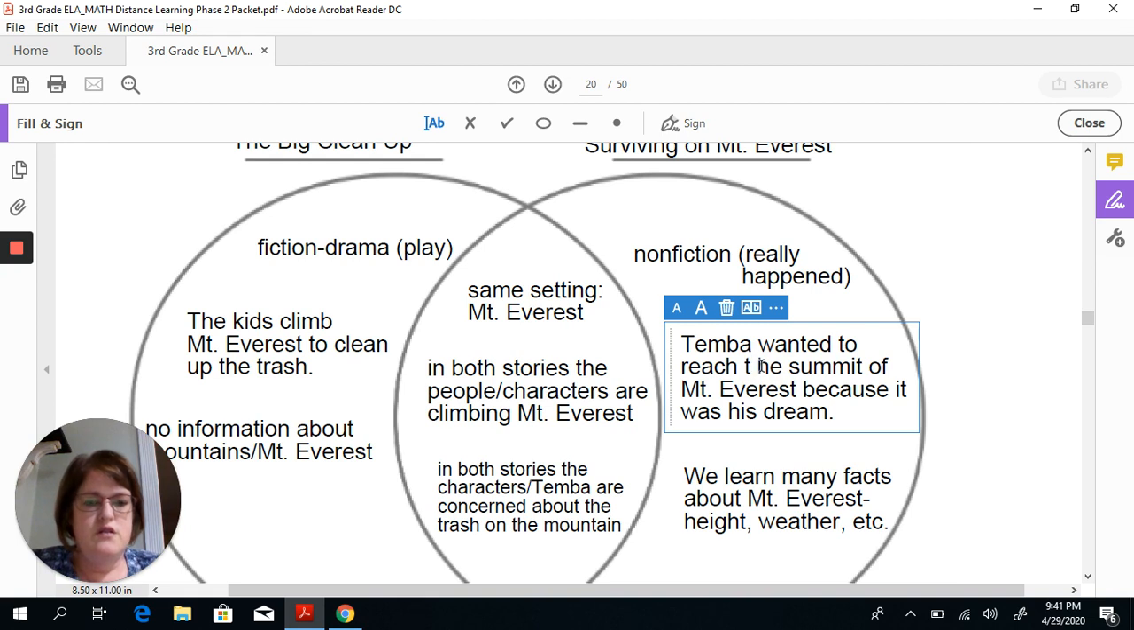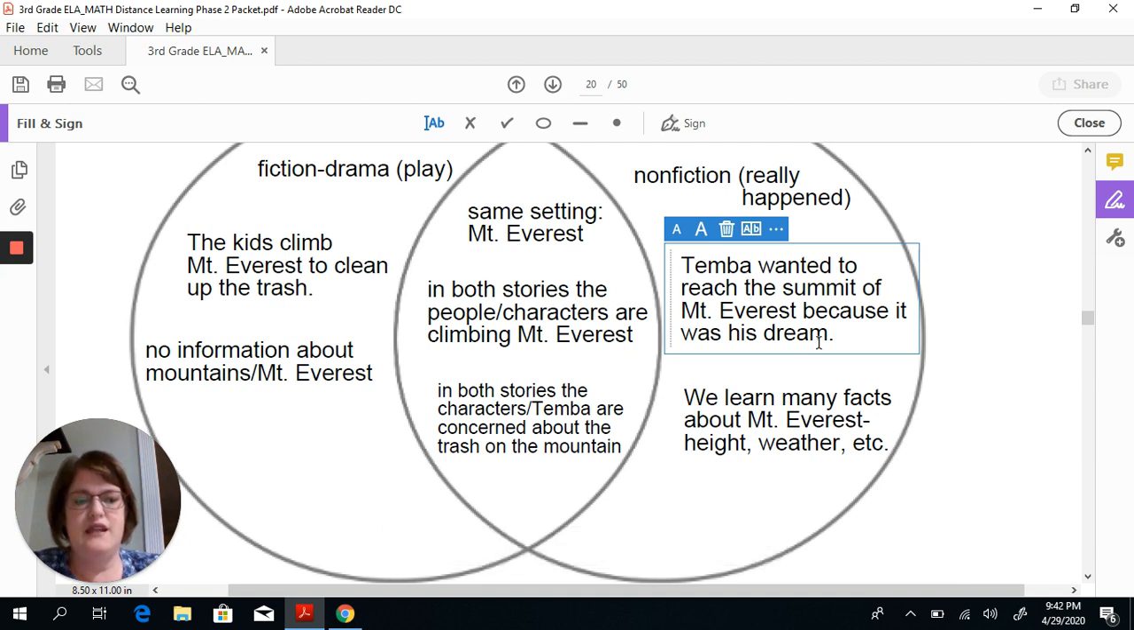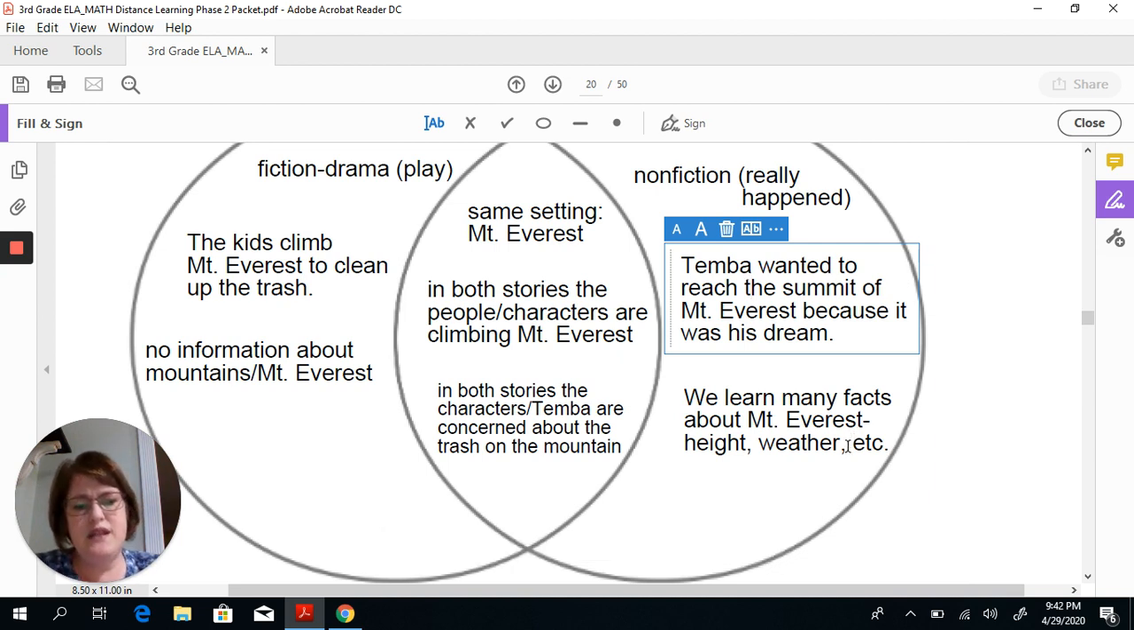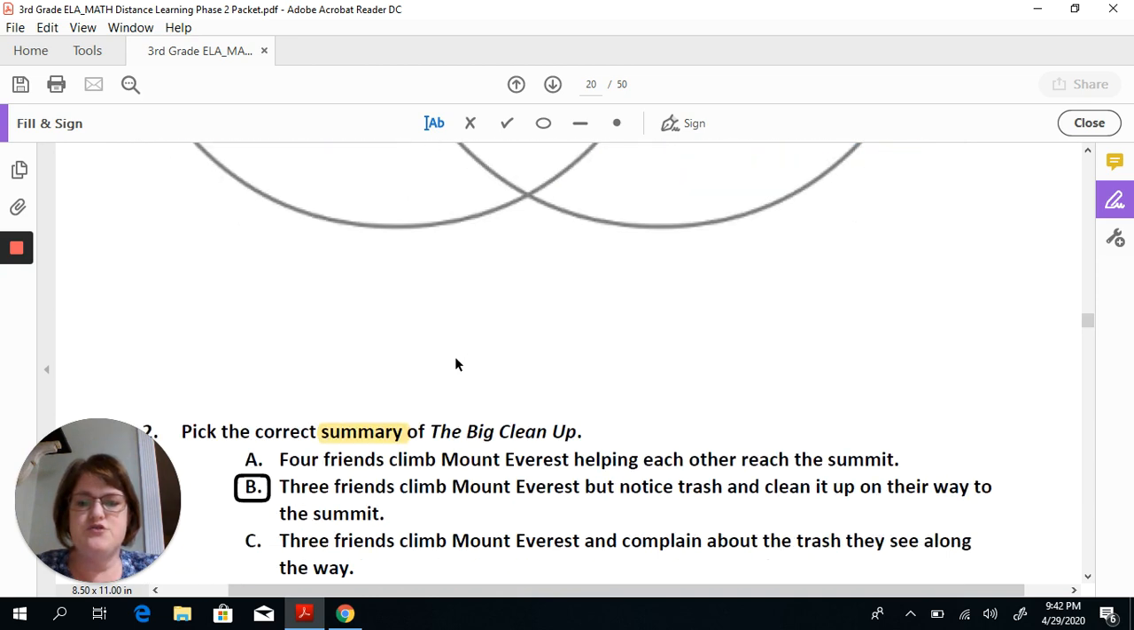Timba wanted to reach the summit of Mount Everest because it was his dream. So that was Timba's purpose for climbing the mountain, not to clean the mountain. And then we also learned many facts about Mount Everest, such as the height of the mountain, how tall it is, the weather, what mountains are, lots of other information about the types of equipment that they need. So there's a lot of facts in surviving on Mount Everest, whereas the big cleanup is more of just a story with a beginning, middle, and end and characters.